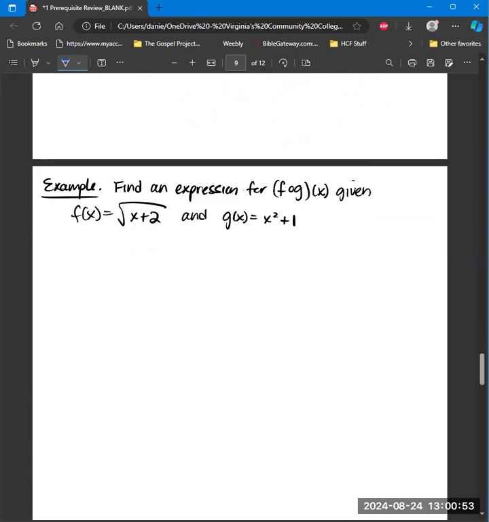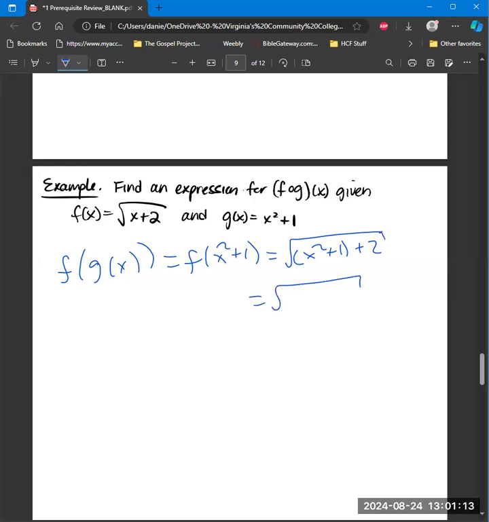Let's try this one here, where we want f of g of x. So f of g of x is going to be f of x squared plus 1, which is the square root of x squared plus 1 plus 2, which is the square root of x squared plus 3. And that's it. We can't split that up anymore.